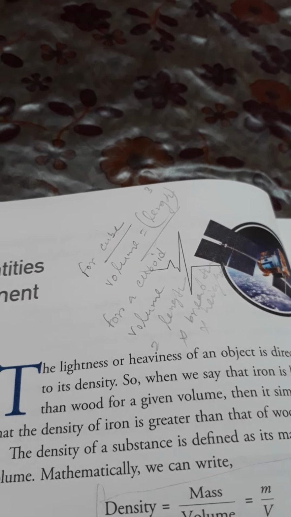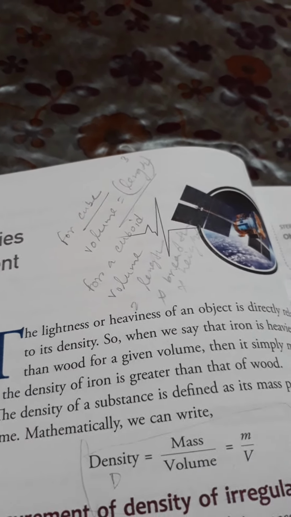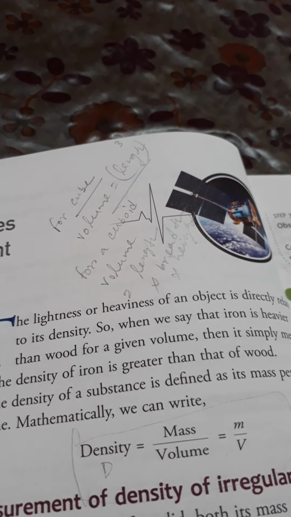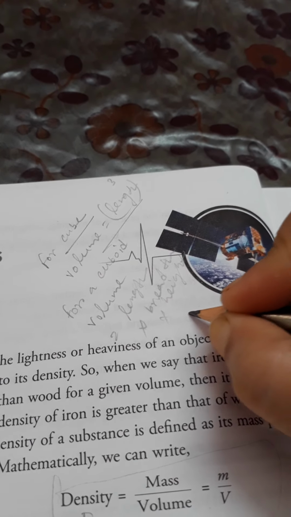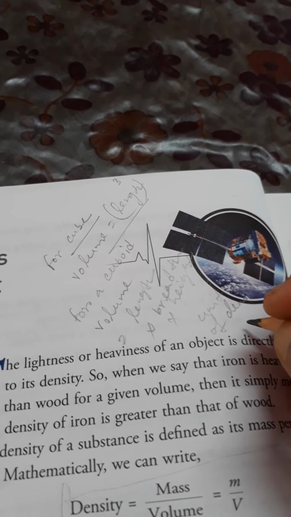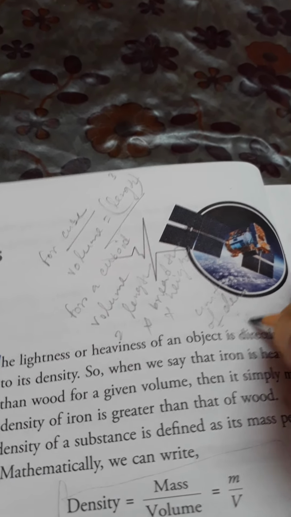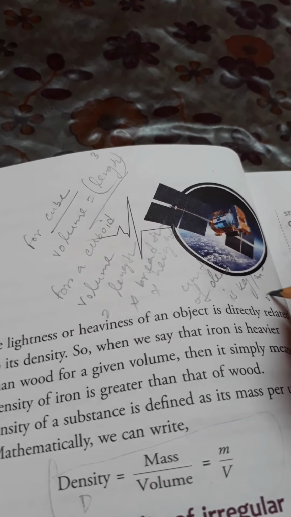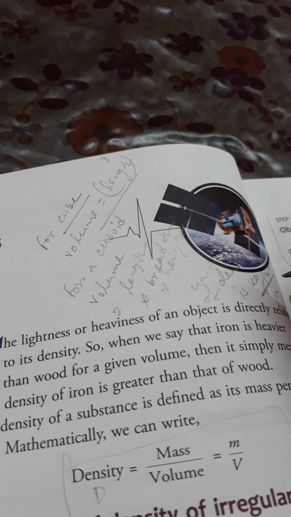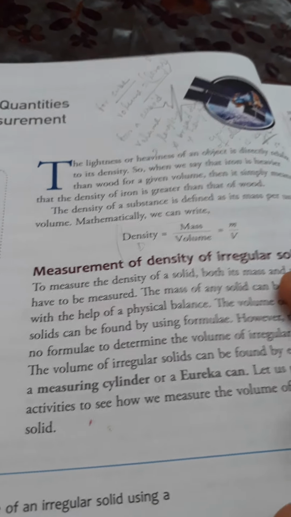Okay, so the unit of density of a regular solid: you see here, mass per unit volume, so kg per meter cube, or kg per centimeter cube, or gram per centimeter cube. So the unit of density for a regular solid is kg per meter cube or gram per centimeter cube. Kg per meter cube is the SI unit of density, and gram per centimeter cube is the CGS unit of density. So here the challenge is how to measure the density of an irregular solid.